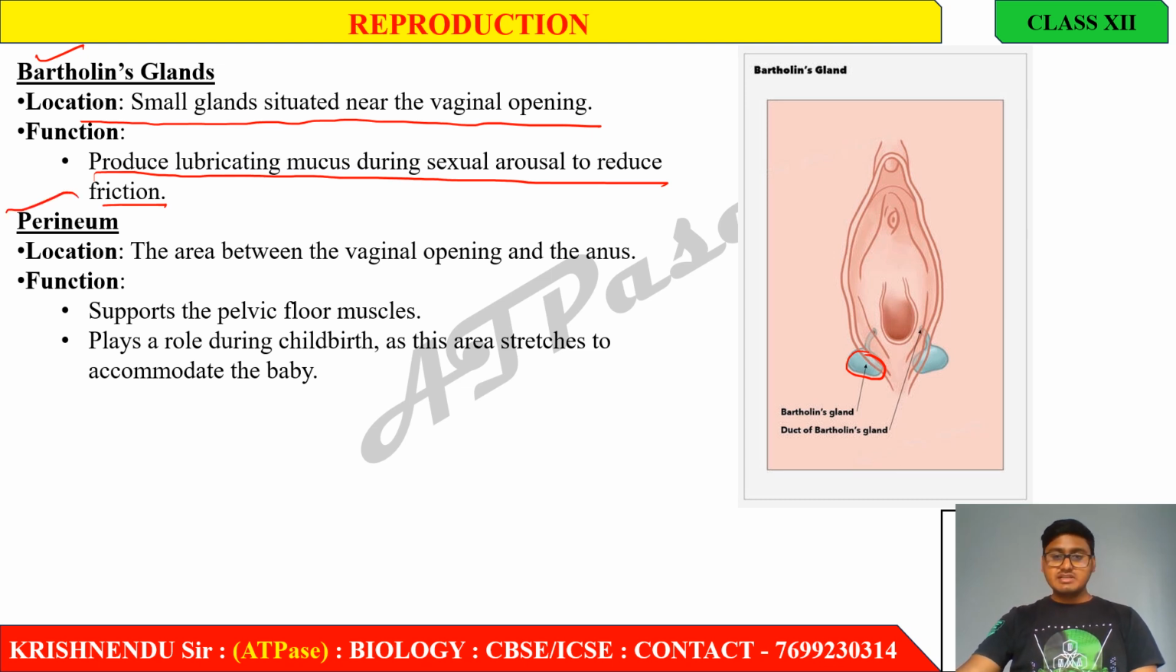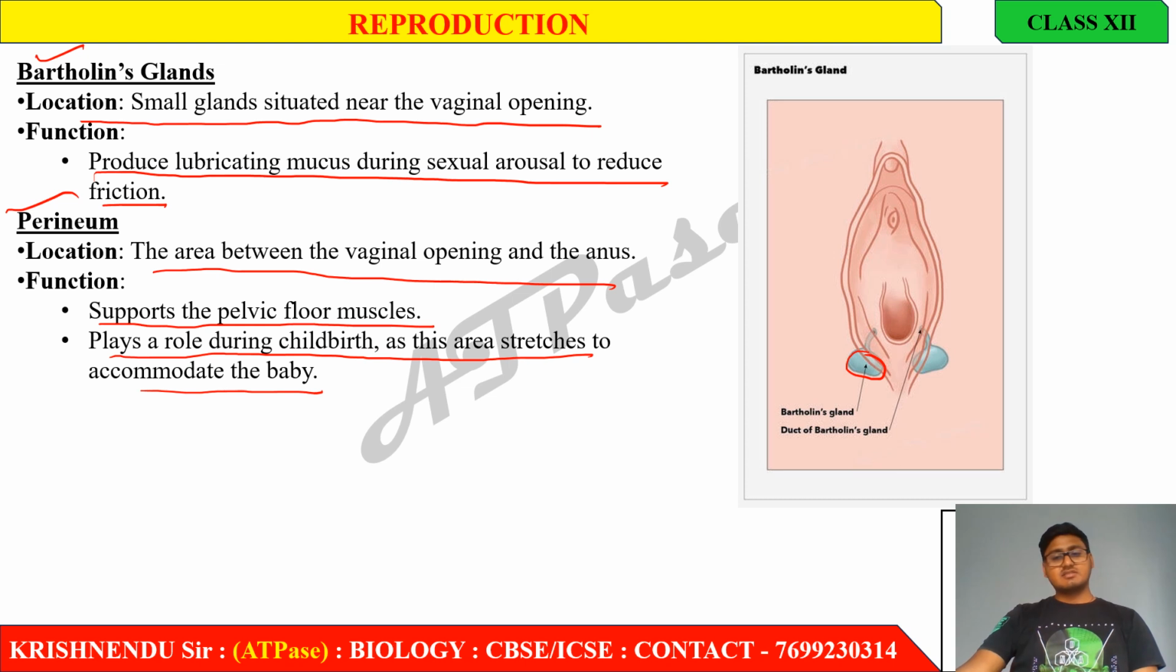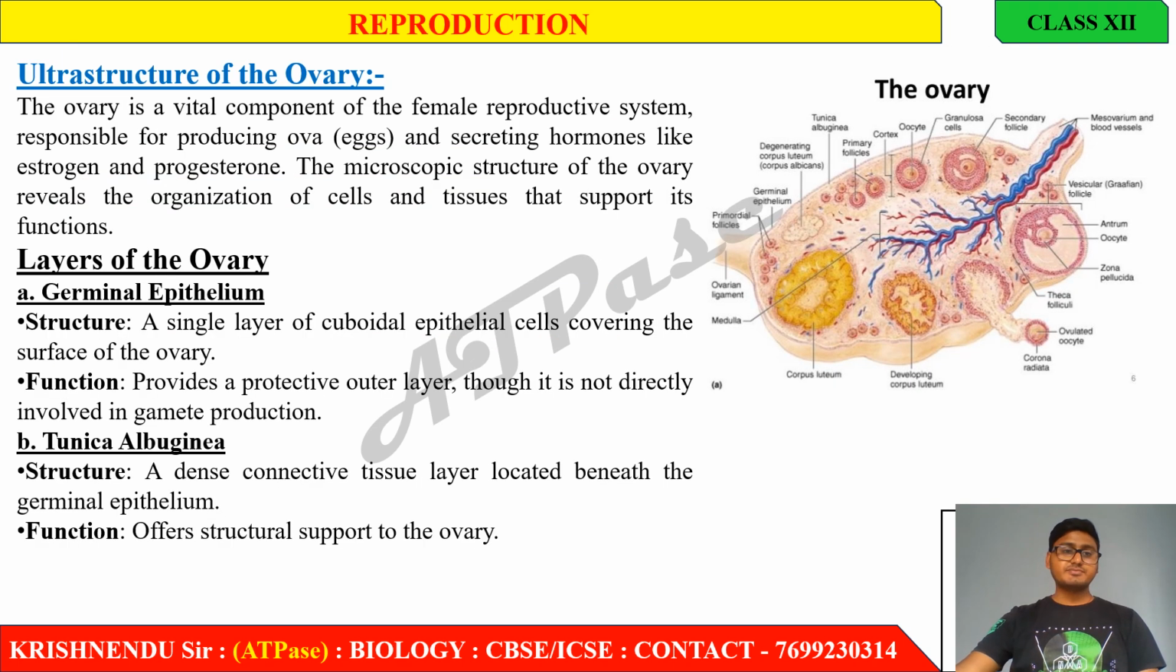And the perineum, this is the perineum. The perineum is shown in the previous picture. The area between the vaginal opening and the anus is known as the perineum. Function: it supports the pelvic floor muscle and plays a role during childbirth, as this area stretches to accommodate the baby. So these are the functions of the perineum. The perineum is not so important, but the Bartholin's gland location and function is important from the exam point of view. Okay, let's move to the next slide.